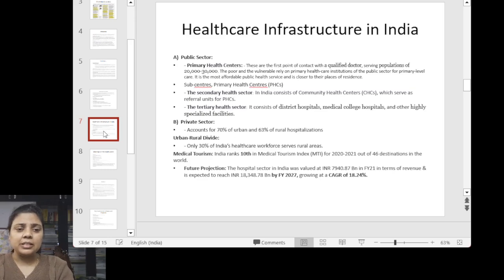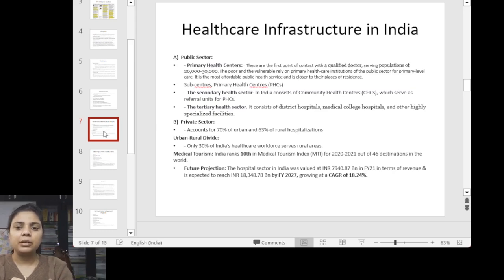So in the primary health sector, that is the first point where people get connected with a qualified doctor, and that is the sub-center and primary health center. In the second category, we see the role of community health centers, and in the tertiary sector, we see the role of district hospitals and medical colleges like AIIMS.